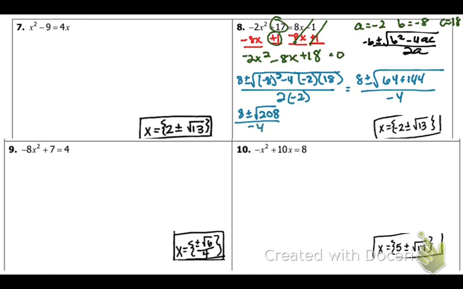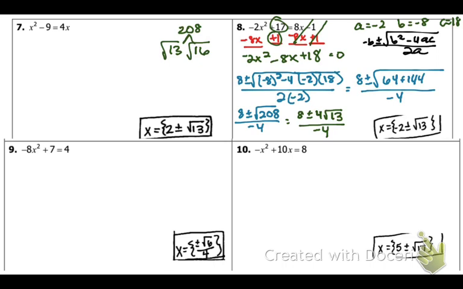Now 208 is not a perfect square. Okay. So because it's not a perfect square, you're going to have to simplify that square root. So we have to figure out from 208 what we have. For 208, I'm going to do it off to the side over here. 208 is 13 times 16. The 16 is a perfect square. The 13 is not.